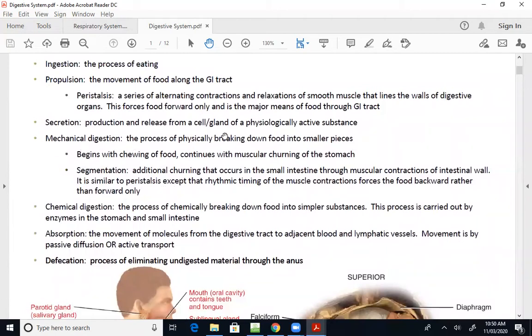Mechanical digestion is a process of physically breaking down food into smaller pieces. The first time we do that is when we bite into and chew our food, and that continues with muscular churning of our stomach through that segmentation process that I was just talking about. Mechanical digestion is a physical breakdown, whereas chemical digestion is a chemical breakdown, which is carried out by enzymes that we find in our stomach and small intestine.